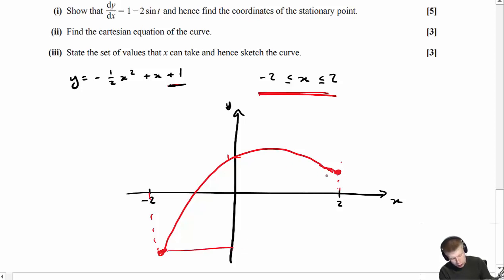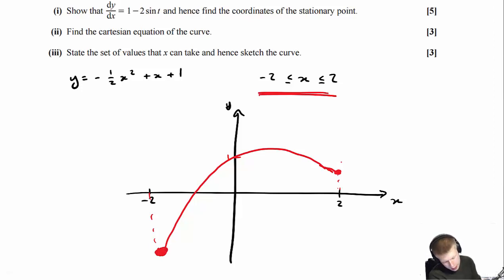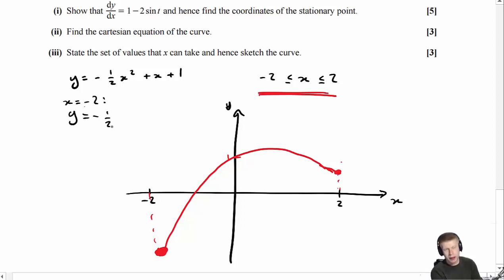So do I know this one, or do I know this one over here? Well, I can work it out just by sticking my x value into this original function. So let's stick, first of all, negative 2 in. So let's find the coordinates of this endpoint down here. So when x is negative 2, y is going to be negative a half times by negative 2 squared.